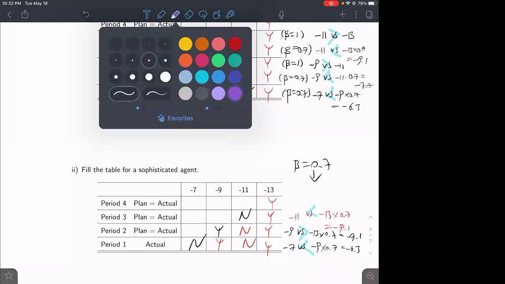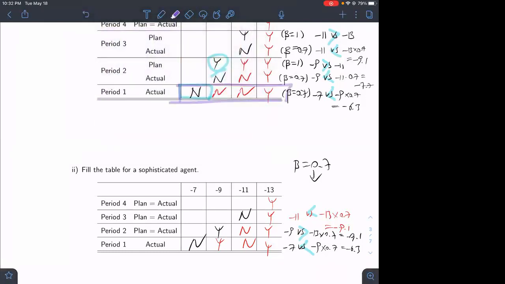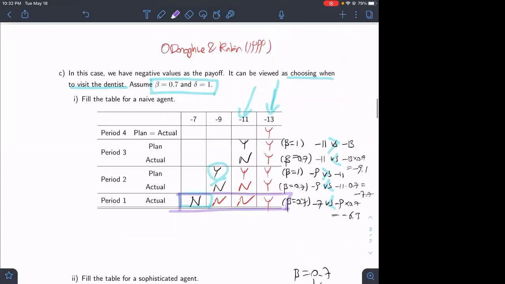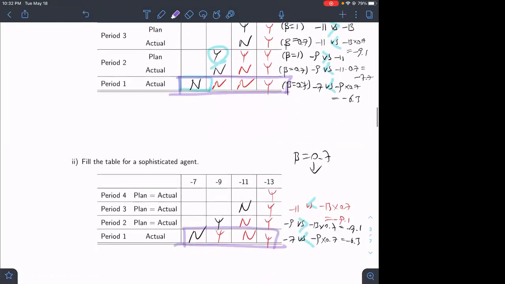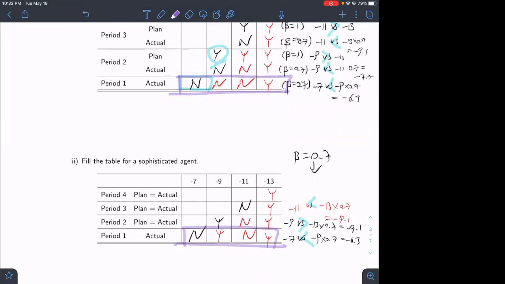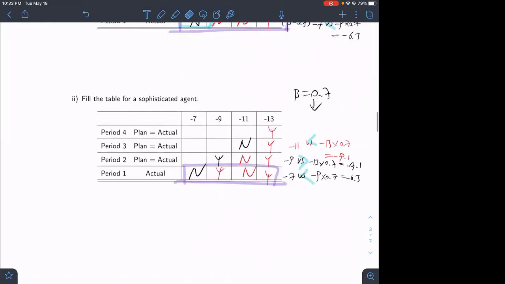These purple boxes are the answers. No, no, no, Y for the naive agent. No, Y for the sophisticated agent. The sophisticated agent, based on his true belief, is going to visit the dentist sooner than the naive agent. The naive agent will end up visiting the dentist one month later. For the sophisticated agent, yeah, he's visiting the dentist in the second week.